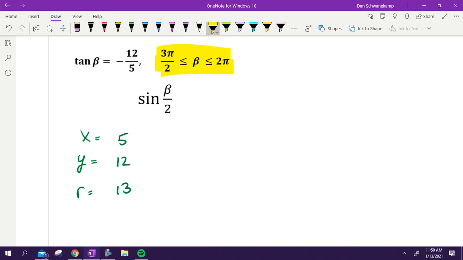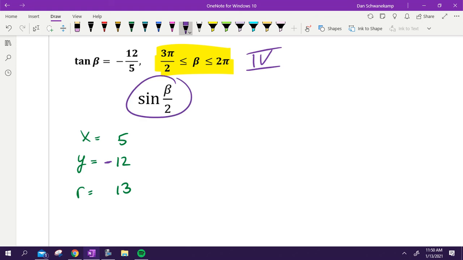I started off doing x, y, and r. 12 and 5. One of them's negative. I don't know which one it is. If beta is between 3 pi over 2 and 2 pi, which quadrant am I in? I'm in the fourth quadrant initially. So that means my y is negative. Everybody good there? Let's just deal with the plus or minus at the beginning.